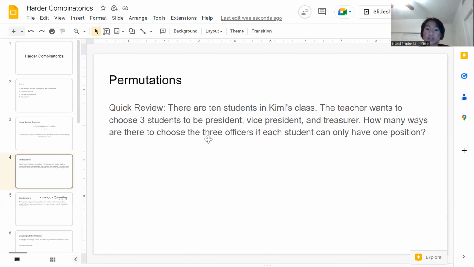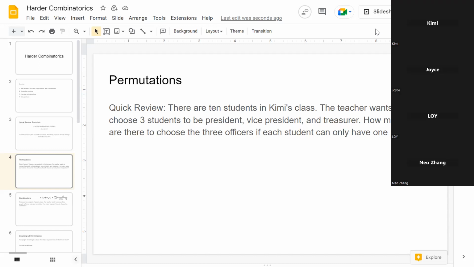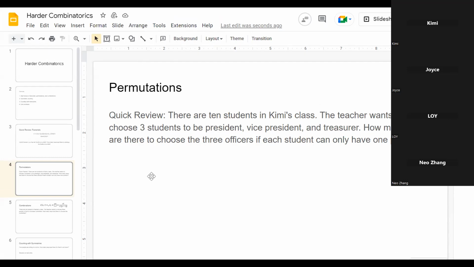So when we're choosing, let's say we go president, vice president, treasurer in that order. So when we're choosing president, how many choices do we have out of the 10 students? Anyone have any idea? Yeah, 10 people, right? We haven't chosen anyone. So after we choose the first person, which is 10, we're choosing the second person, we have 9 people left, right?